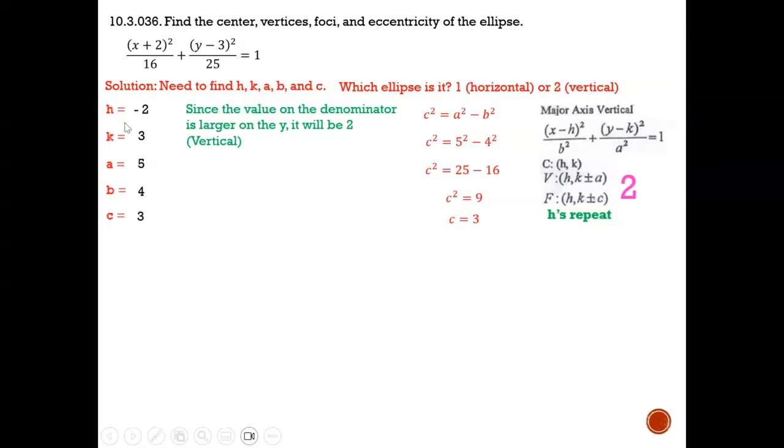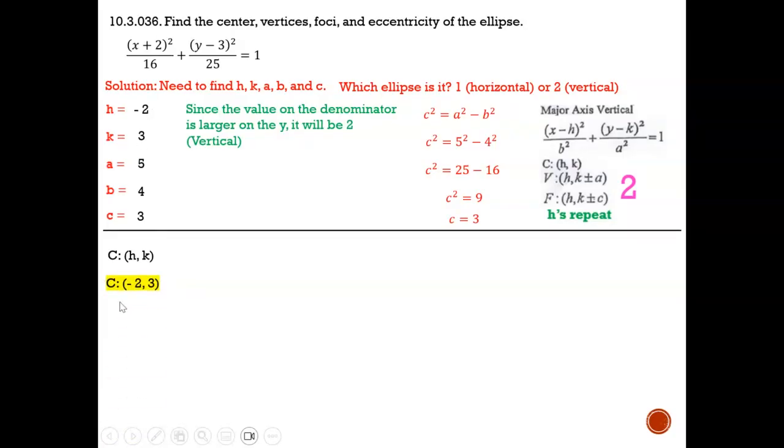Okay. Now I have all the unknowns. That way I can find the center, the vertices, the foci, and the eccentricity. So the center is h, k, which gives us negative 2, 3. What's next? The vertices, right, are going to be h, k plus or minus a.